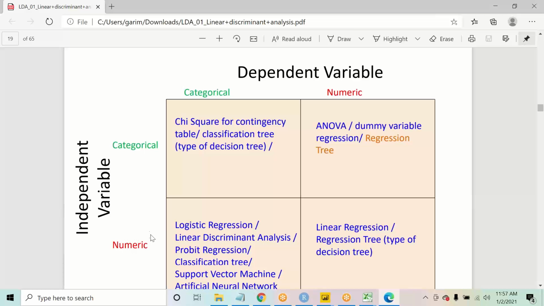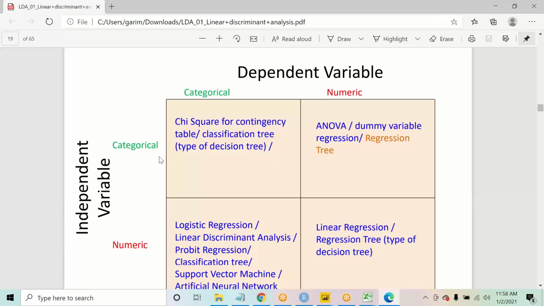If all your independent variables are numeric and you have to predict something that is categorical, you can use logistic regression, LDA, support vector machines, or similar models. If your independent variable and dependent variable are both numeric, you should use linear regression. This is just a small diagram to help you decide what kind of model works best with what kind of data. These are the four combinations that you can have.